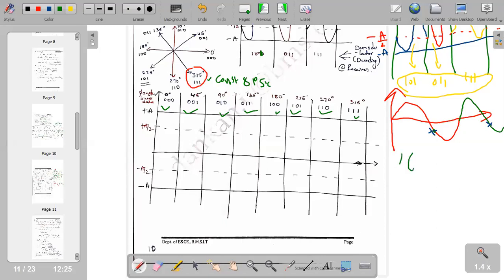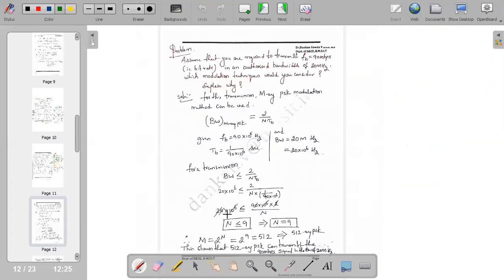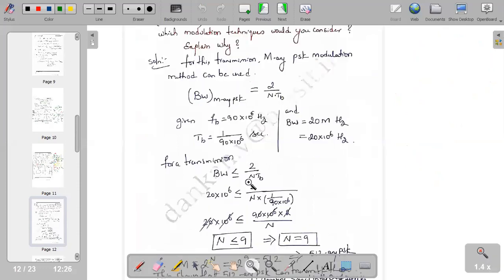Similarly, it goes for 16 PSK. We have 16 different phase angles that can be drawn in a similar manner. Now I'll take another problem here. Now please observe, there is another problem. Observe what is asked in this problem related to M-ary PSK. Just look at what is given here.